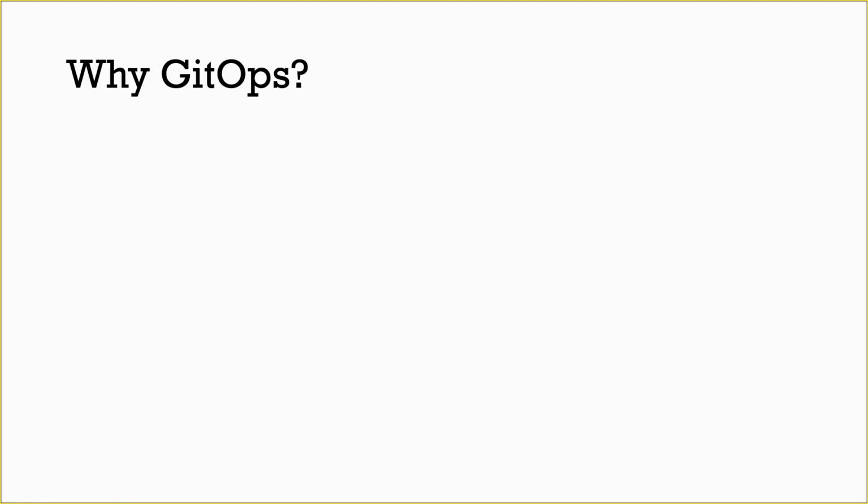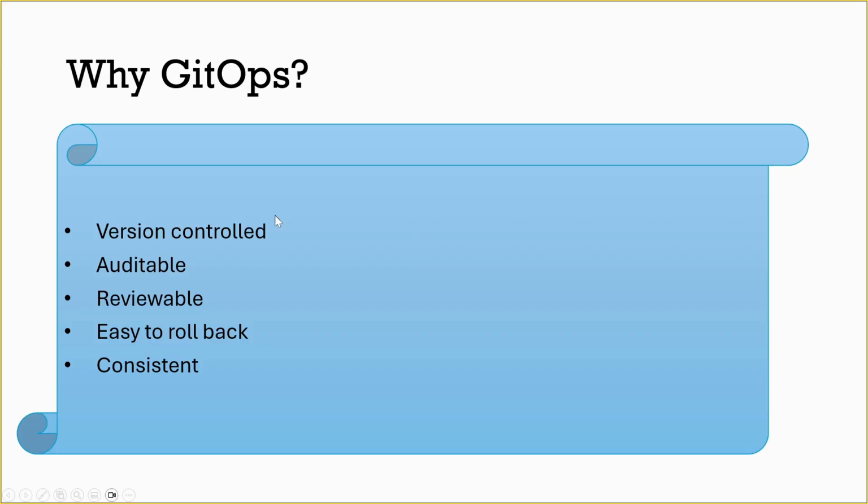Well, traditionally, engineers often make changes directly in the environments. Someone logs into a Kubernetes cluster, updates resources manually, or modifies cloud infrastructure through a console. Over time, this creates inconsistencies because the actual environment no longer matches the documented configuration. So GitOps solves this problem by ensuring that all changes are made through Git. So every change becomes version controlled, auditable, reviewable through pull requests, easy to roll back, and consistent across environments. This creates a standardized and predictable deployment process.